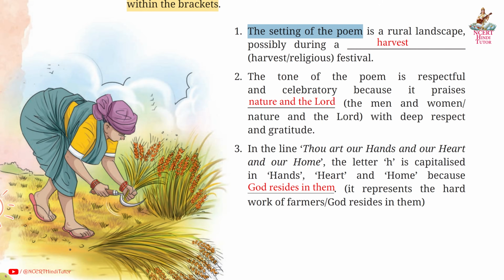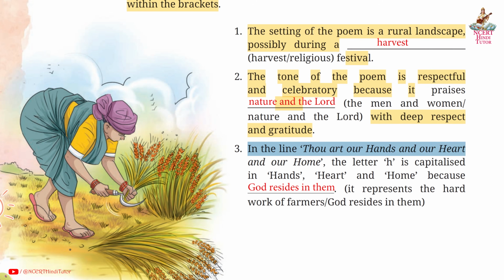Second, fill in the blanks by choosing the appropriate words or phrases from within the brackets. First, the setting of the poem is a rural landscape, possibly during a harvest festival. Second, the tone of the poem is respectful and celebratory because it praises nature and the Lord with deep respect and gratitude. Third, in the line, thou art our hands and our heart and our home, the letter H is capitalized in hands, heart, and home because God resides in them.